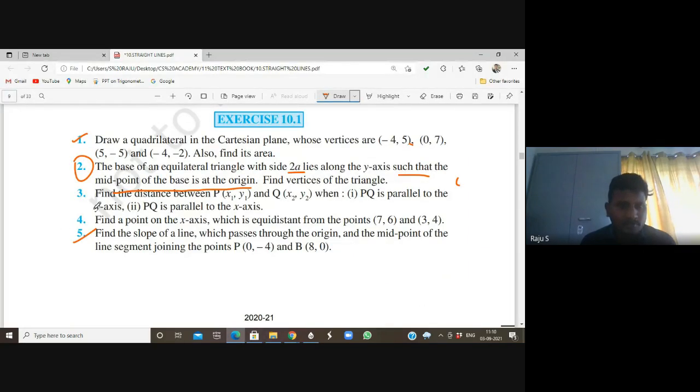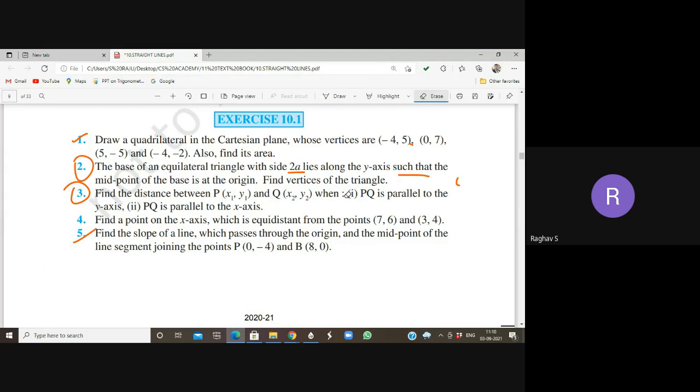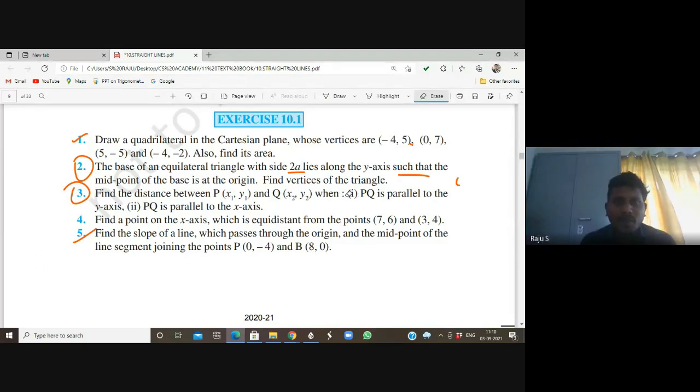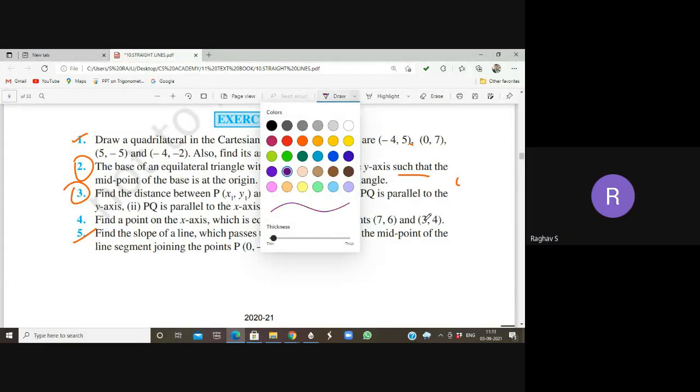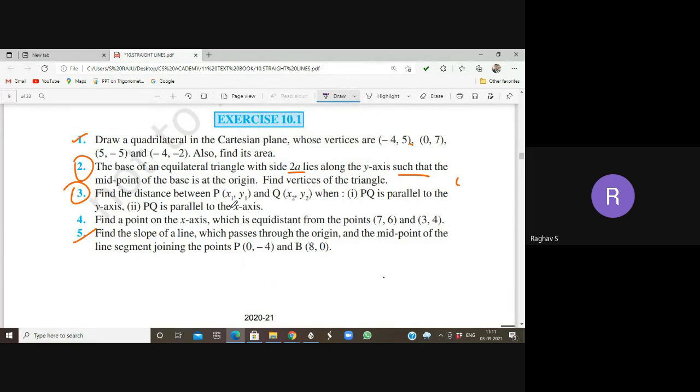Got it? Simple. And coming to the third one, when you observe the third one, find the distance: PQ is parallel to the y-axis. This concept is very easy. As it is parallel to the y-axis, the x coordinates will be equal, so that term will become 0 in the distance formula.